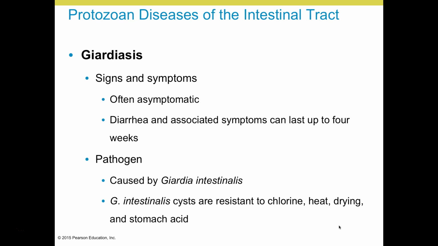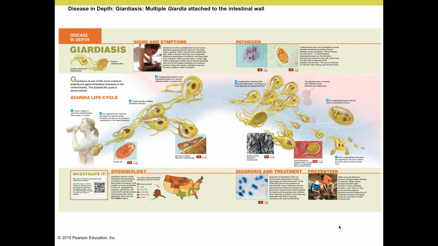Giardiasis. Okay, now we're moving on to the protozoan diseases. Here we have giardiasis. It is asymptomatic, meaning that most of the time you don't even know you have it. You could get diarrhea and other symptoms for like 4 weeks, which is crazy. You can definitely become dehydrated and die. And these are resistant to chlorine, heat, drying, and stomach acid, so they're very hard to kill.